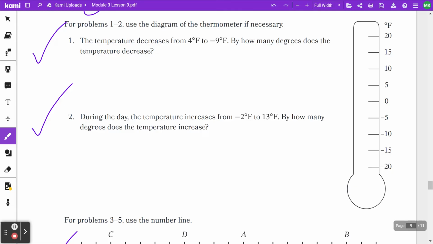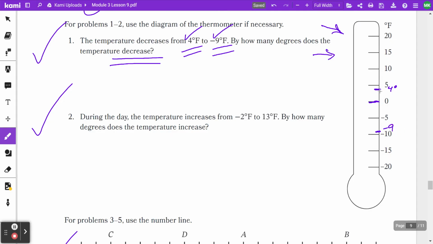So, number one, there's a temperature that decreases from 4 degrees to negative 9 degrees. How many degrees did the temperature decrease? How much did it go down? Well, what I want to do here is simply plot these on my thermometer over here. There's my little thermometer. So here's my 0. 4 degrees is positive, so it'll be hanging out over here somewhere. So good old 4 degrees is the start, and it drops down to negative 9, which is down here.